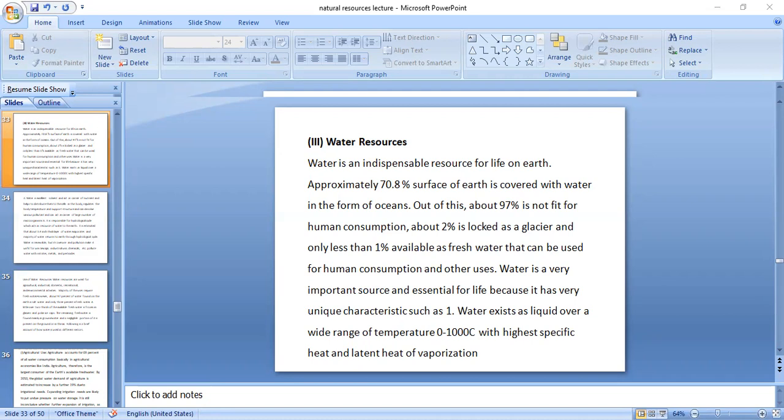Effects of extensive and reckless groundwater use. The first is subsidence. The second is lowering of the water table. And third is waterlogging. These are the factors which are related. Now, what are these?